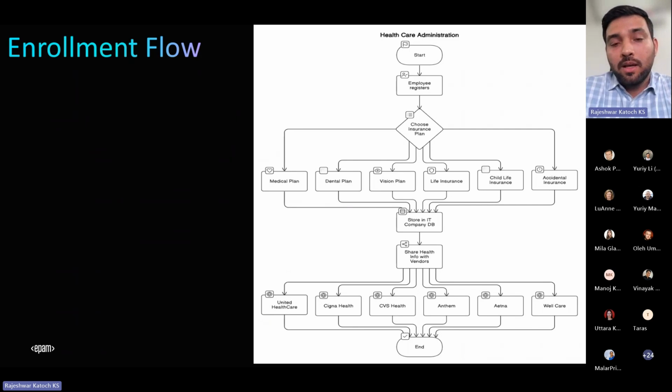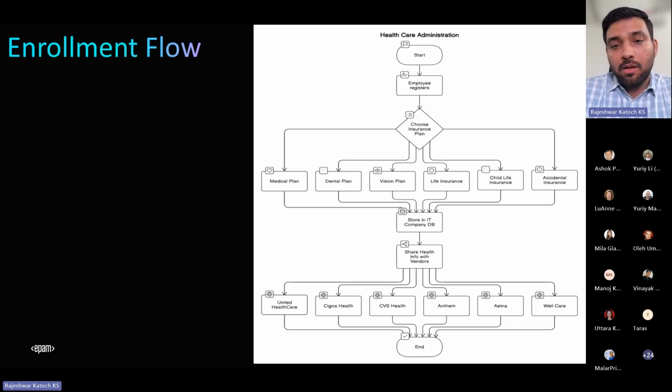So once the employee or the customer or the member, anyone, enrolls into these plans, the data is stored in one of the IT DBs. Once the data is stored, based on the plan type, whatever insurance has been provided to the employees or anyone, that information is shared to the respective vendors. I would say the insurance companies, I've listed a few, like CVS Health, Cigna Health. For example, the medical plan goes with United Healthcare. We have vision care, which goes with Cigna, and CVS also provides that.